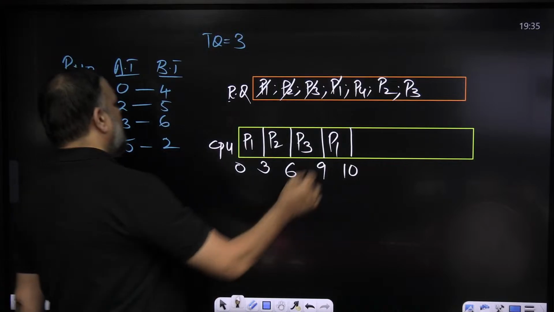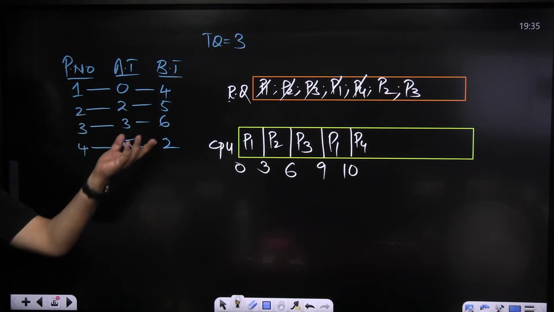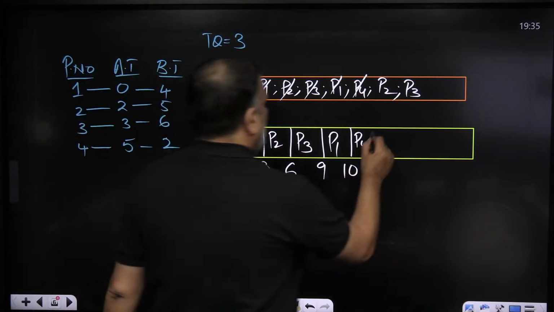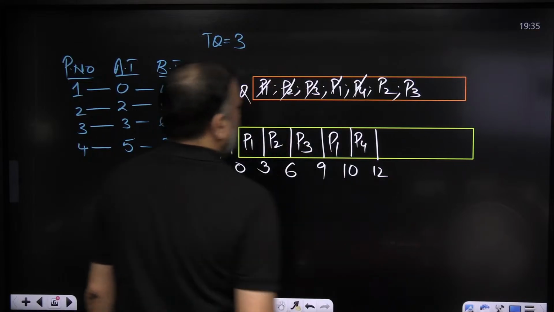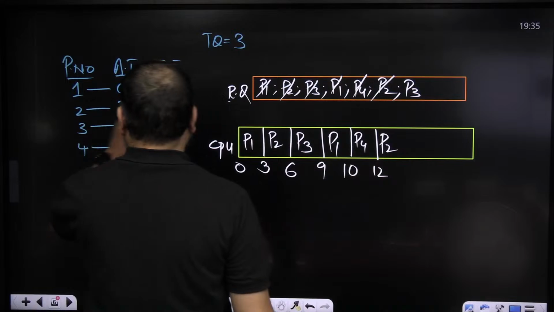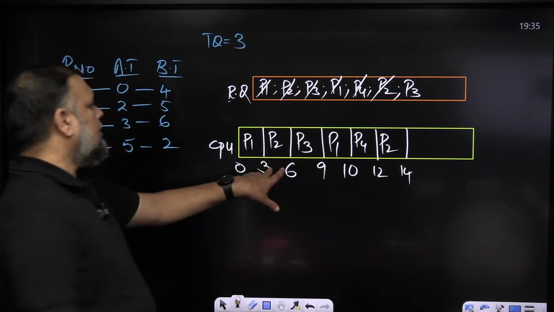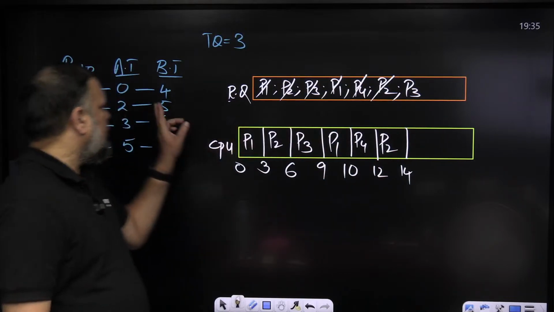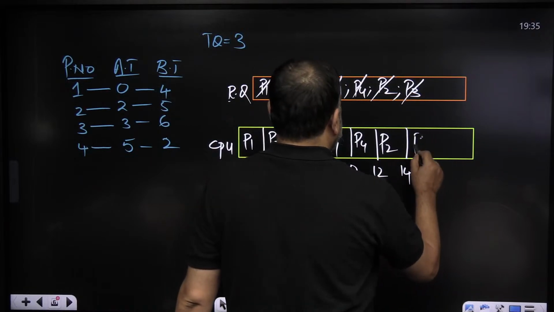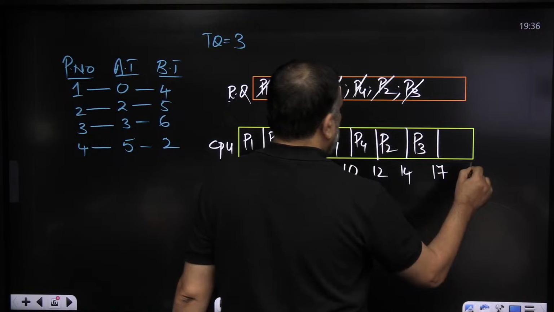फिर उसके बाद कौन रन कर पाएगा? P4. P4 का रिक्वायरमेंट जस्ट 2 यूनिट्स है. अलॉटेड टाइम है 3, लेकिन वो 3 यूनिट्स के लिए रन नहीं करेगा, 2 यूनिट्स के लिए रन करेगा और कंप्लीट हो जाएगा. 10 plus 2, 12. फिर उसके बाद P2 रन करेगा. Balance 2 units, so it is going to finish at 14. क्यों 2 units? Earlier P2 ran for 3, so 3 plus 2, 5. P2 completes at 5. Then finally P3 takes the charge. P3 earlier ran for 3, so now it is going to run and complete at 14 plus 3, 17.